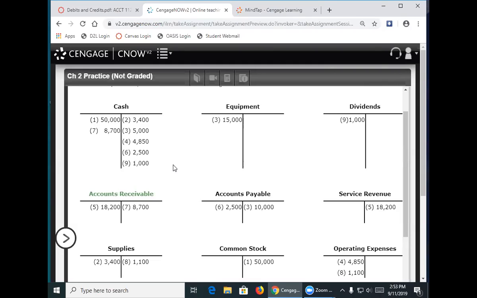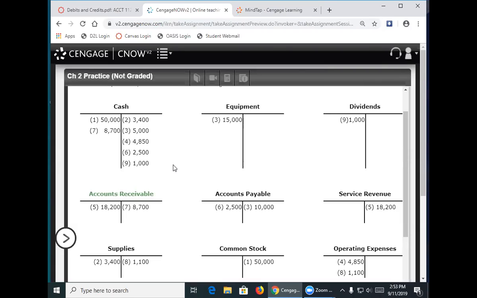It's easy with cash to get confused because we think of credits as increasing with cash, right? It's in our brains. When you get credited, you're like, woohoo, I got money. But yeah, cash increases on the debit side. So our cash coming in is greater than our cash going out. So that balance is on the debit side.